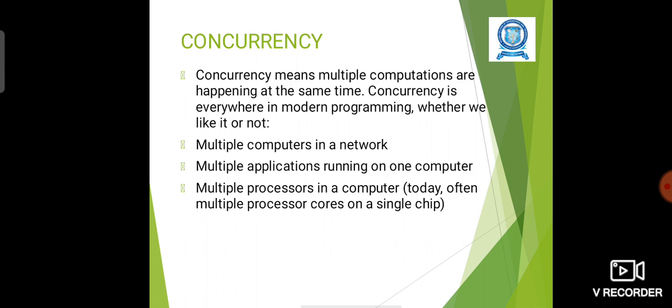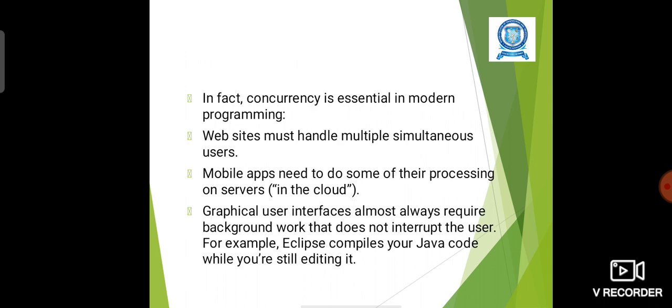Concurrency is everywhere in modern programming, whether we like it or not. Multiple computers in a network. It supports multiple applications running on one computer. Multiple processors in a computer. Today often multiple processor cores on a single chip. In fact, concurrency is essential in modern programming.